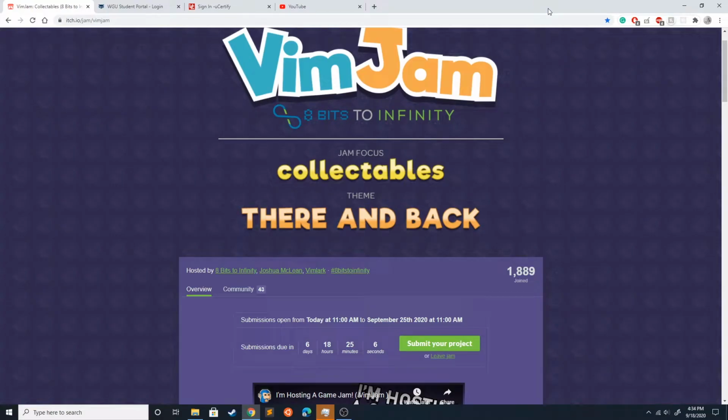Okay, so this is the first time I've seen the theme. I just barely looked at it. I have seen the collectibles, though, the jam focus. So, before I was thinking I want to collect something and have it follow me around using the pathfinding system, like little pixies or something, using that 2D platforming pathfinding system that I built earlier this week. Actually, that was last week.